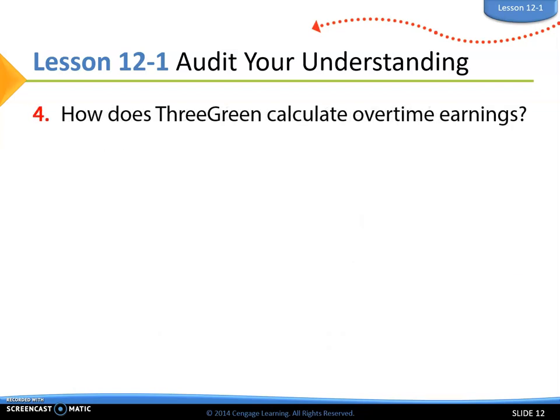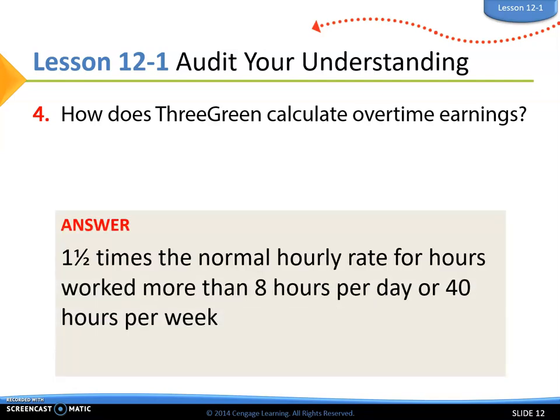Number 4, how does 3 Green calculate overtime earnings? 1.5 times the normal hourly rate for the hours worked more than 8 hours per day or 40 hours per week. So it depends on how they're looking at this. Maybe we work 10 hours in a day, but if we only work 4 days a week, that does not go over those 40 hours. So therefore it would not be overtime.